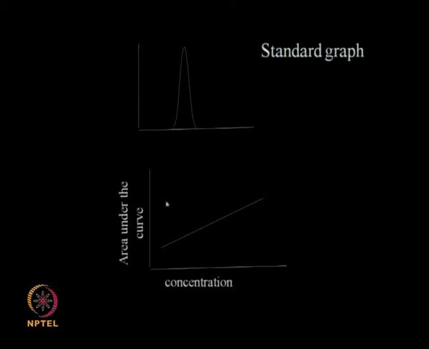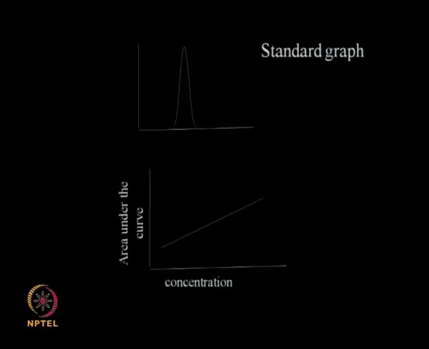So once you do different concentrations of the known compound and measure the area under the curve, you plot a graph between the area under the curve and the concentration, and you should get a straight line connecting these two. This is called a standard graph. So if you know the area under the curve for the compound in the mixture, using this standard graph we can read out what the concentration will be. So you inject your mixture, calculate the area under the curve for that particular component in the HPLC chromatogram, and then from this graph you tell what is the concentration of that component in the mixture.